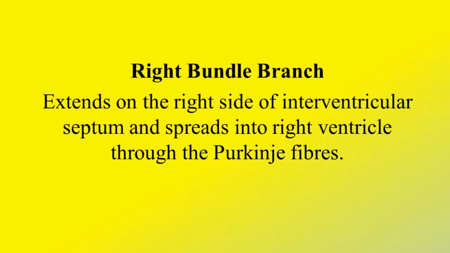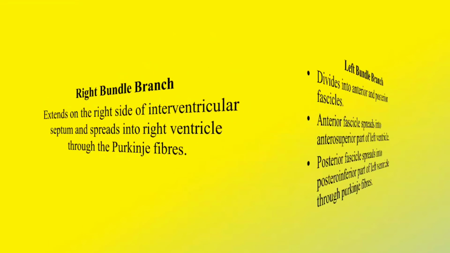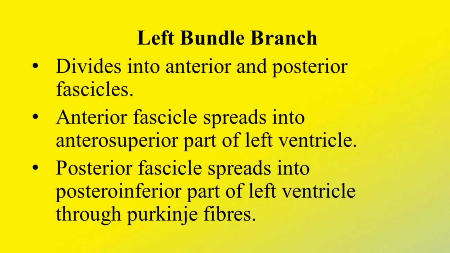Coming to the right bundle branch, it extends on the right side of interventricular septum and spreads into the right ventricle through Purkinje fibers. Coming to the left bundle branch, it divides into anterior and posterior fascicles. The anterior fascicle spreads into the antero-superior part of left ventricle, whereas the posterior fascicle spreads into the postero-inferior part of left ventricle through Purkinje fibers.